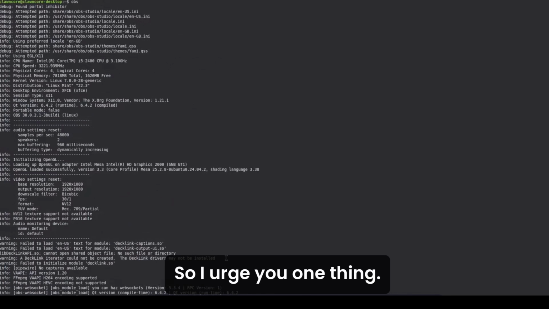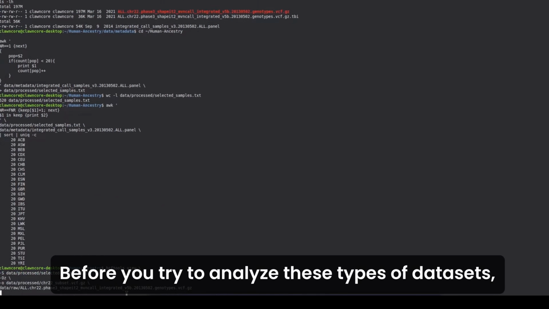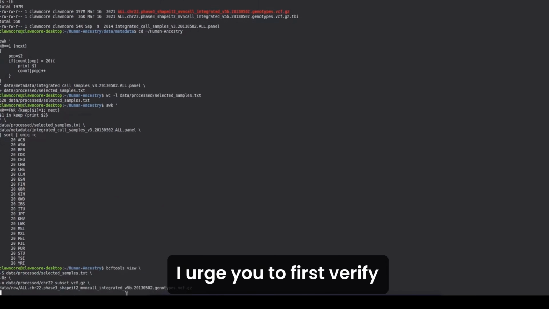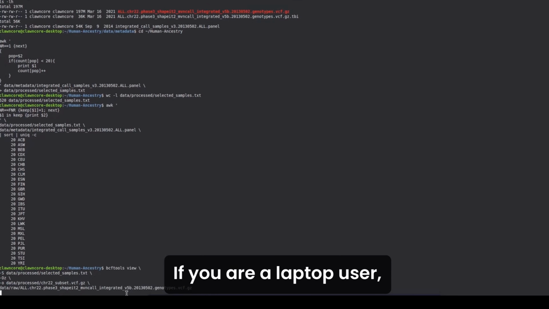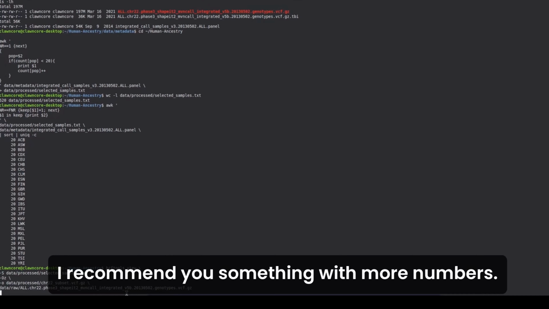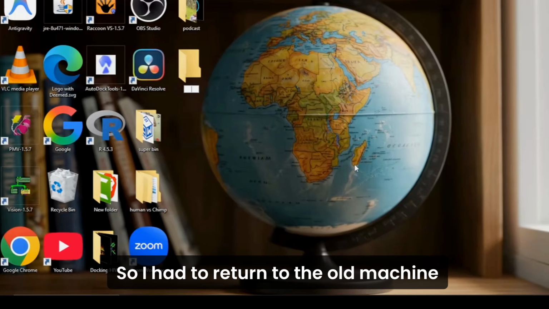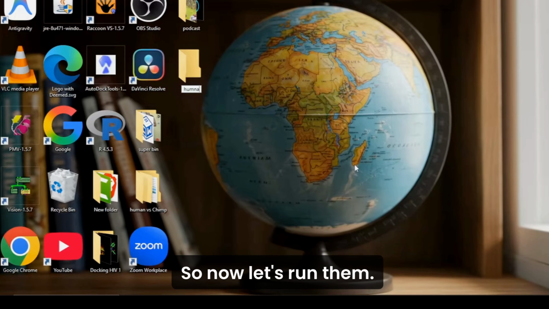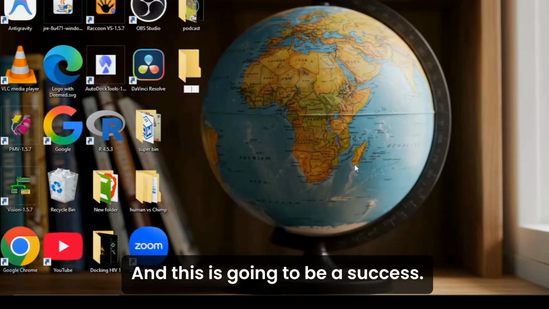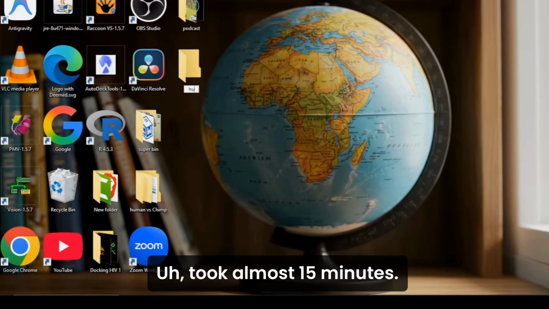I urge you, before you try to analyze these types of datasets, to first verify if your machine can handle this dataset. If you are a laptop user, I recommend something with more cores, because this is what the analysis actually uses. So I had to return to the old machine with the new trimmed datasets. Now let's run them, and this is going to be a success. This one as well took almost 15 minutes.